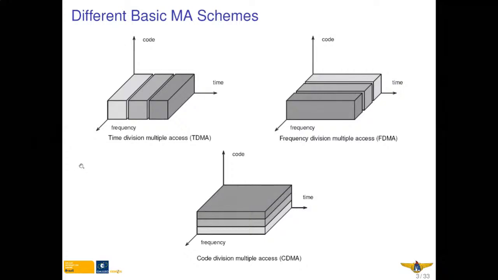For time division multiple access, the different users, or in our case, the satellites, transmit in different time slots and they use the complete available bandwidth to transmit. In case of frequency division multiple access, the satellites use only a part of the bandwidth, a subband, and they transmit all the time all together. In case of code division multiple access, the different satellites are separated by using different codes, and they're transmitting all together all the time, and they're using all the complete available bandwidth.